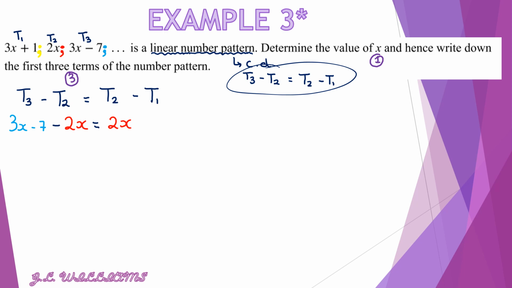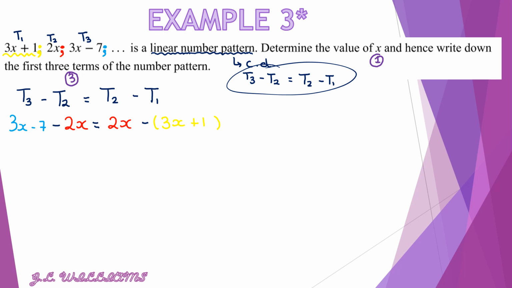minus the yellow term. Now you need to remember that this yellow term is a binomial, and you need to subtract the entire binomial. So you need to put that in brackets so that you subtract both those terms and not just one of those terms. Okay, now we solve this, right?